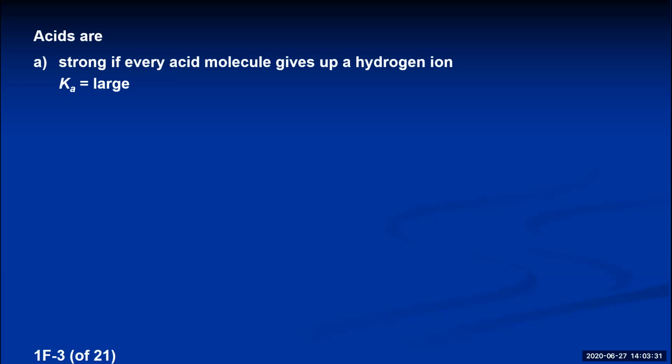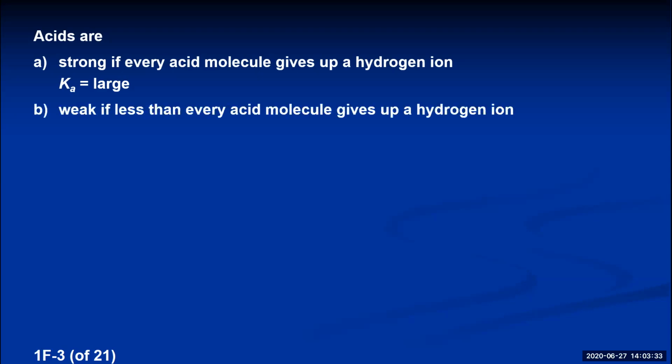If you have a weak acid, then less than every acid molecule gives up a hydrogen ion. So that means you actually won't have very many hydroniums and fluorides. The numerator will be small, and the number of HF or acid molecules that stay associated together will be in the denominator, and that'll be a big number, and so your Ka value will be small.